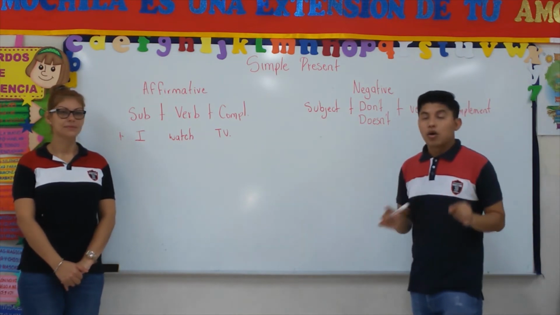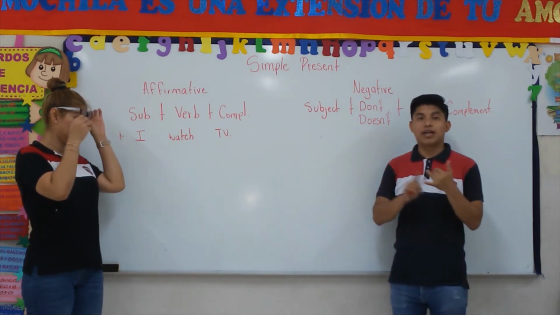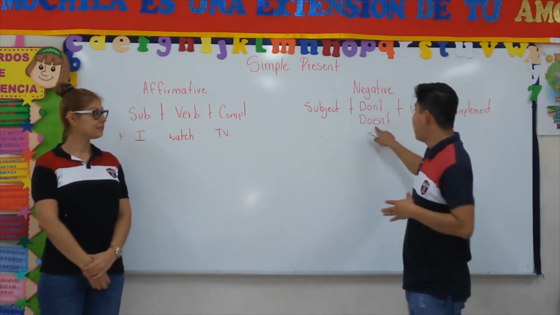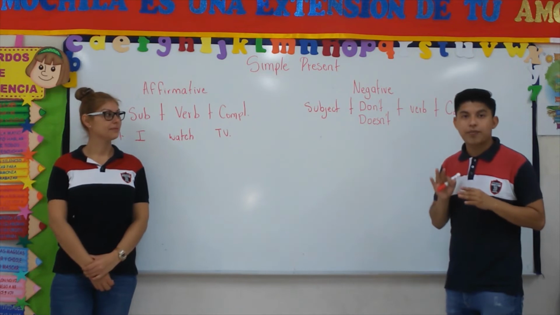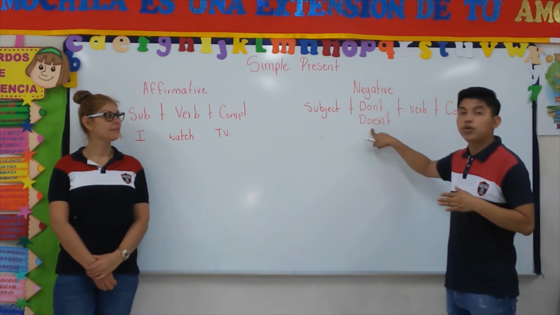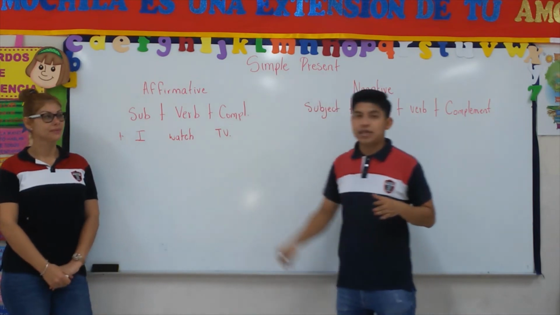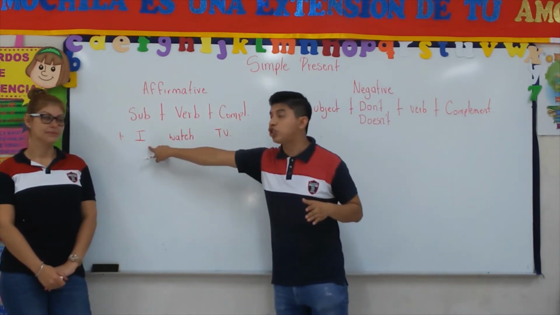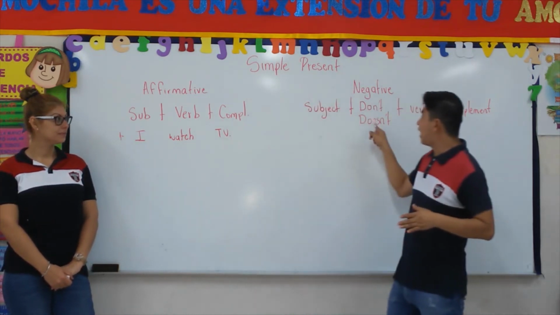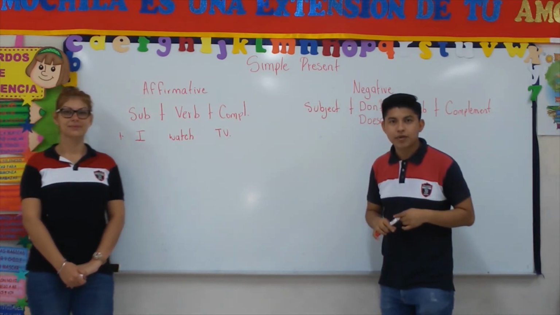Okay, so first, to explain this one, when do we use don't and when do we use doesn't? We use don't for the rest of the persons, like I, you, we, and they. And doesn't just for the third person in singular. If you want to talk about the third person in singular, you use doesn't in negative form. Yeah? I watch TV. If you want to change it to negative form, I doesn't watch TV? Is it correct?